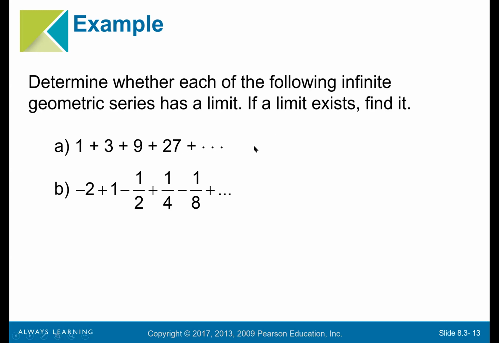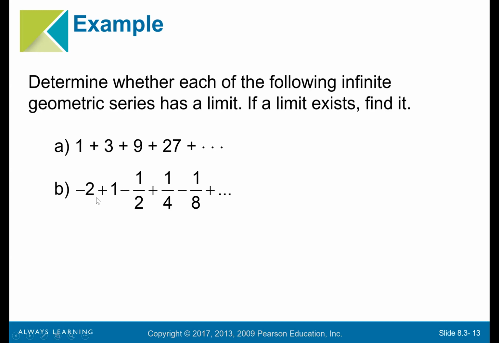So R in this case is 3. Is 3 between -1 and 1? No. So this is one where the sum does not exist. In fact, if you think about it, when you take 1 plus 3, you get 4. 4 plus 9 is 13. 13 plus 27 is 40. This is just going to keep getting bigger and bigger and bigger. So we wouldn't actually be able to find a sum.